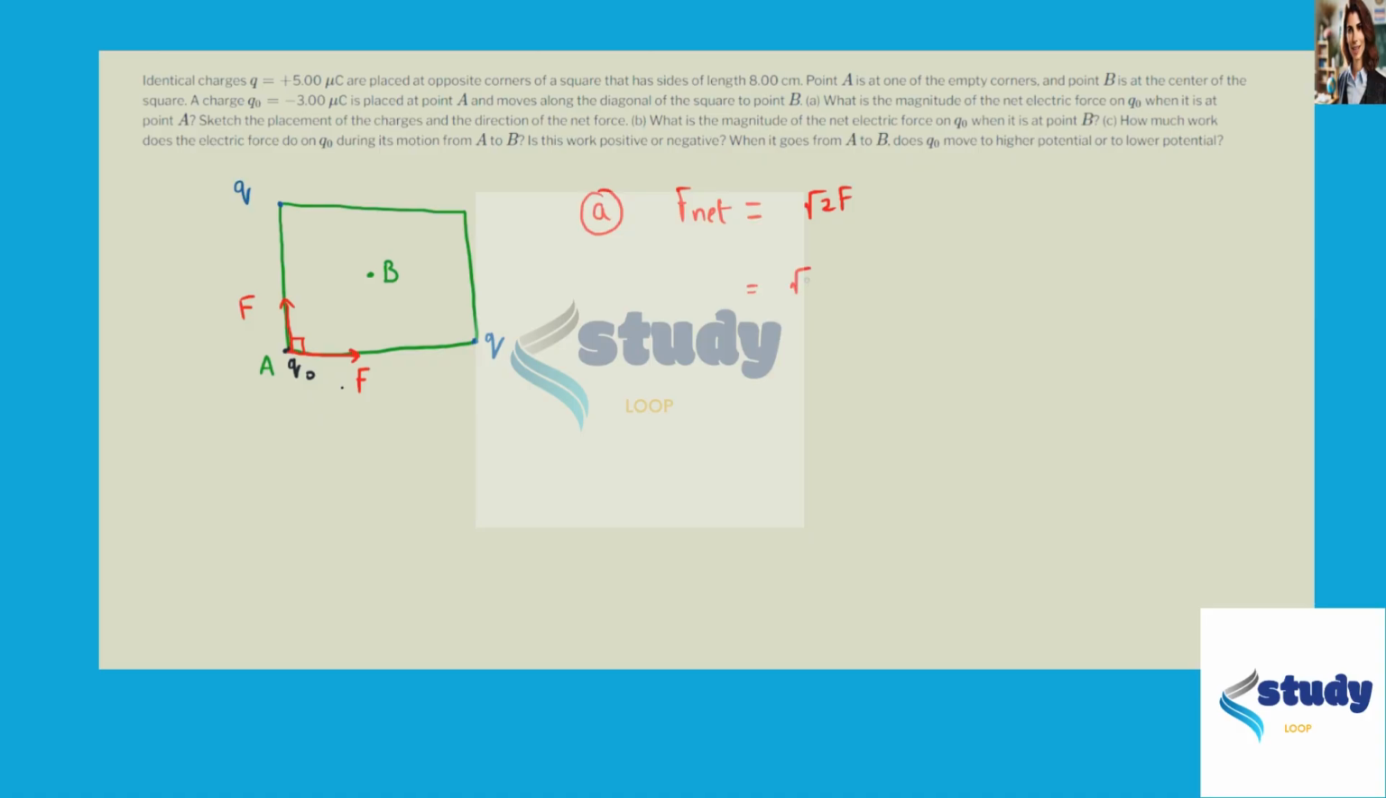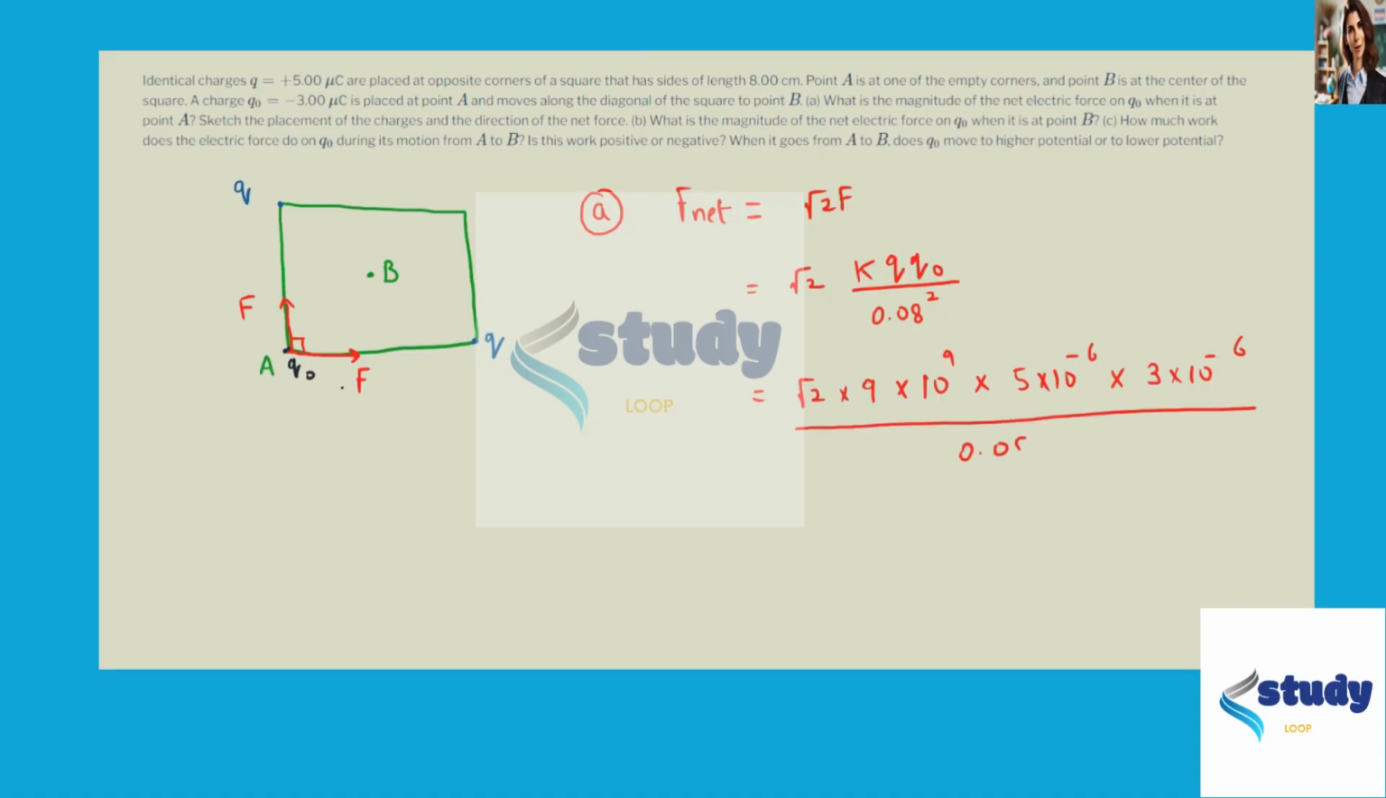Now the value of F is K times Q Q naught over R square, where R is the length of the side, which is 8 centimeters, so we write 0.08 whole square in meters. Let's substitute the values. K is 9 times 10 raised to 9, Q is 5 times 10 raised to minus 6, and the magnitude of Q naught is 3 times 10 raised to minus 6, over 0.08 square.